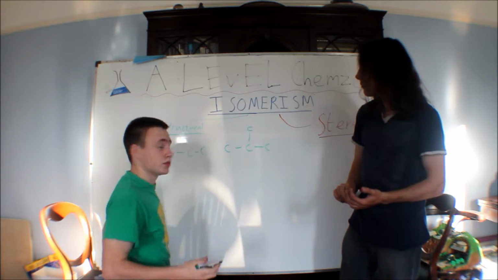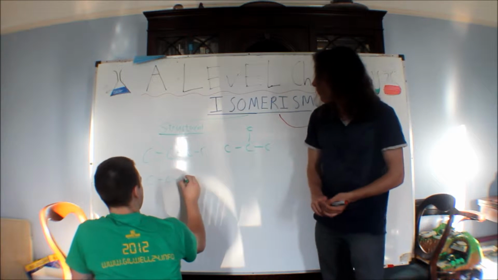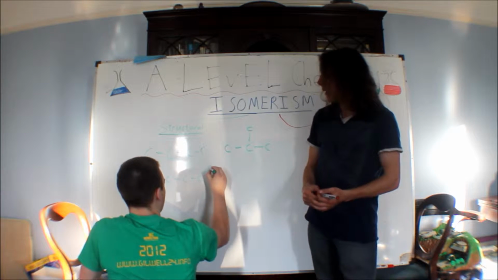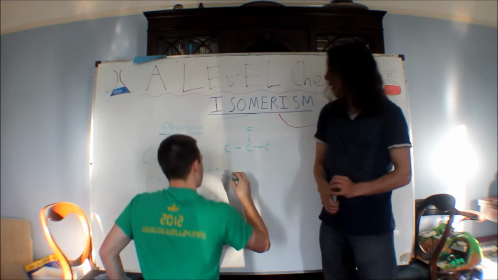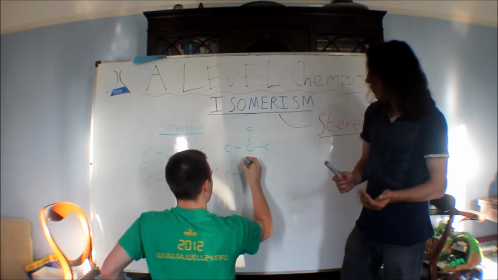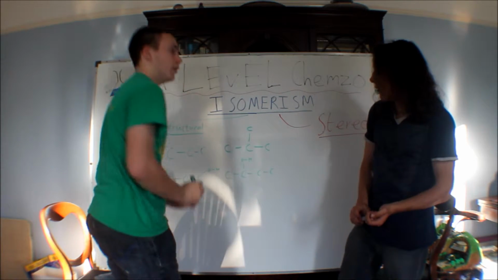Similarly, if you have an actual side chain, let's use OH because it's nice and simple. We'll use butane again, so an OH group. That can move just like the carbon did. That can move to the middle. And that's another type of isomer, as it is the same molecular formula.